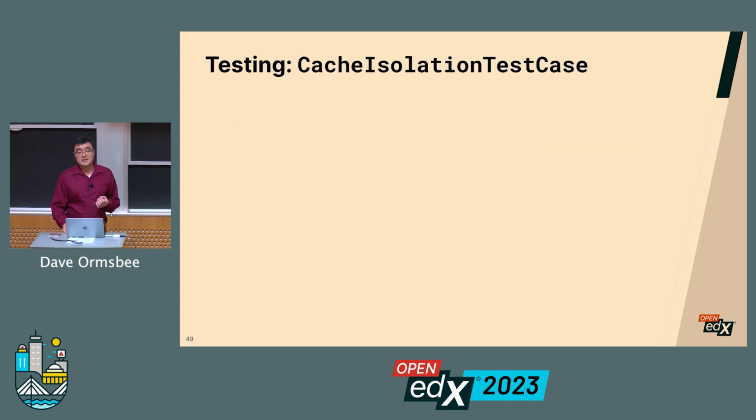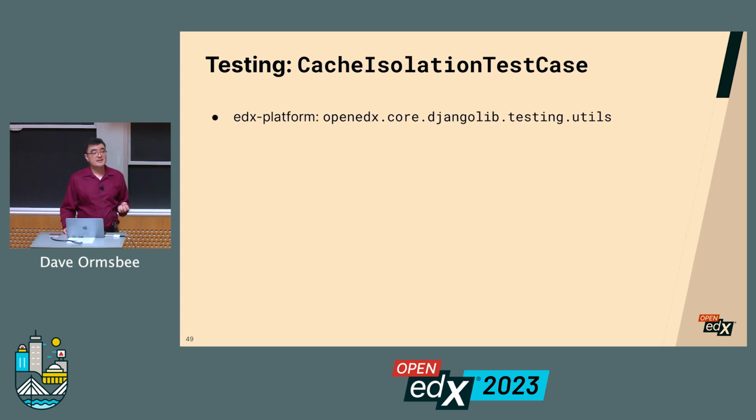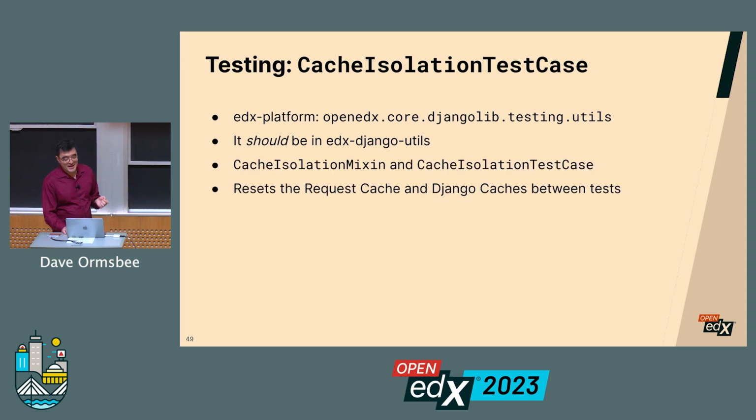The other thing is testing. There's a cache isolation test case. It is in edX platform. It should be in edX Django utils. But basically, this resets both the request cache and the Django caches between test runs, so you don't have to worry about it. If someone is interested in actually moving it to edX Django utils, please come talk to me after this talk.